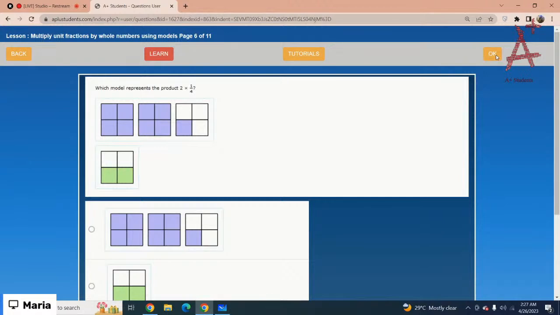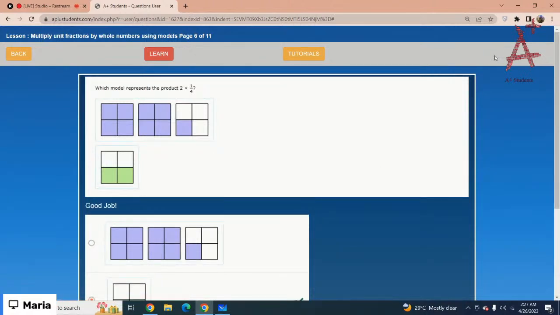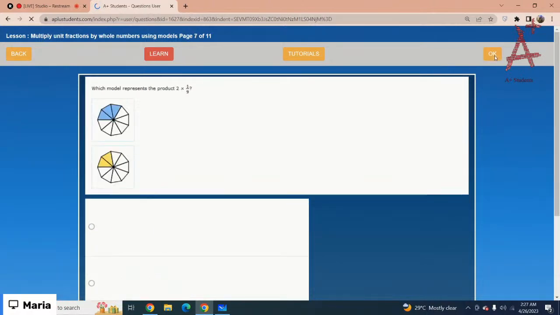Okay, the next one is which model represents the product 2 times 1 over 4? 2 times 1 over 4 means 2 out of 4. Got it? So the green option is the correct one. You can see 2 of them are colored out of 4. So it would be 2 out of 4. Option number 2 is the correct option.